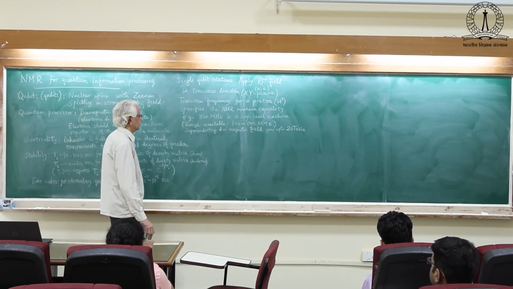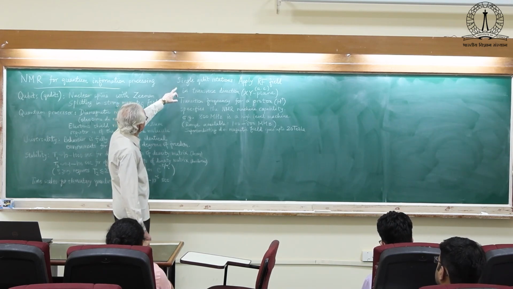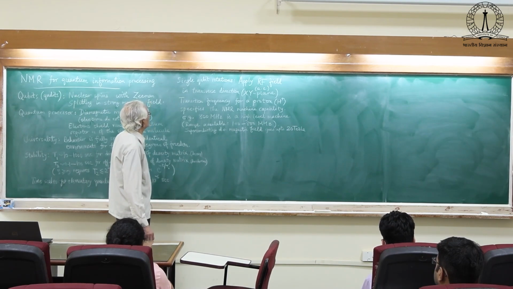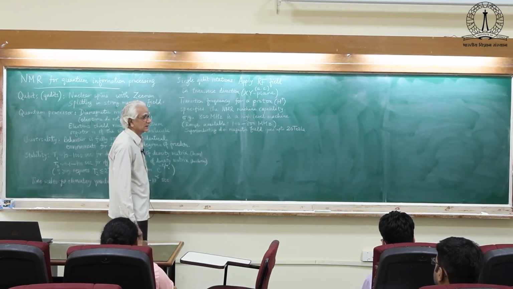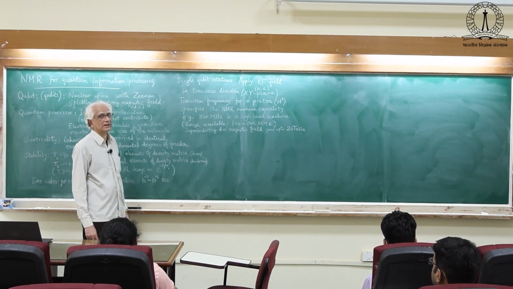And how does that occur? That comes from the next operation in the list. How do the two qubit interactions arise?